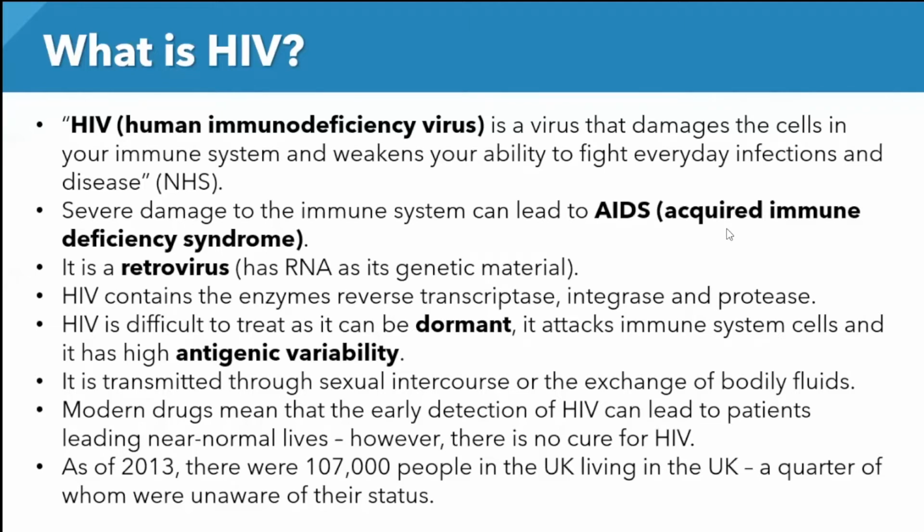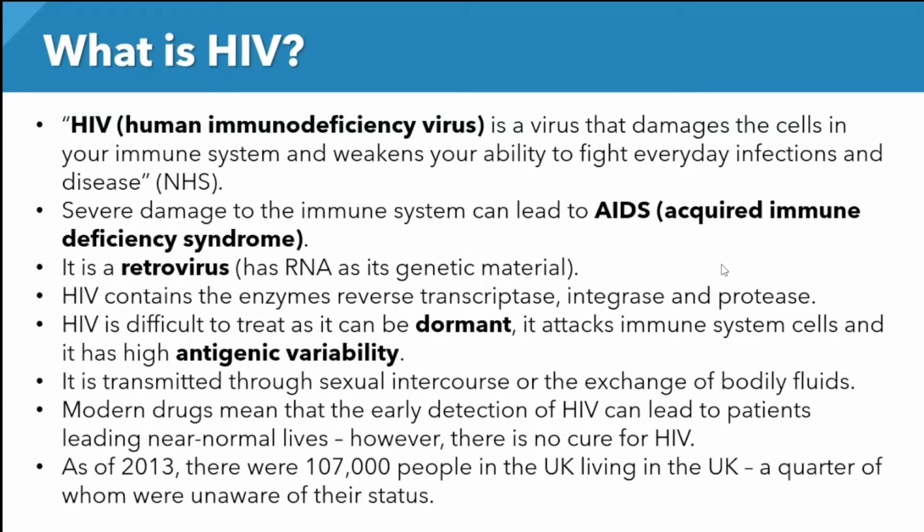It has RNA as its genetic material. HIV contains the enzymes reverse transcriptase, integrase, and protease. HIV is difficult to treat as it can be dormant, it attacks immune system cells, and it has high antigenic variability, which I'm sure everyone knows what that is, but basically antigenic variability is when the glycoproteins on the surface of the virus can change.